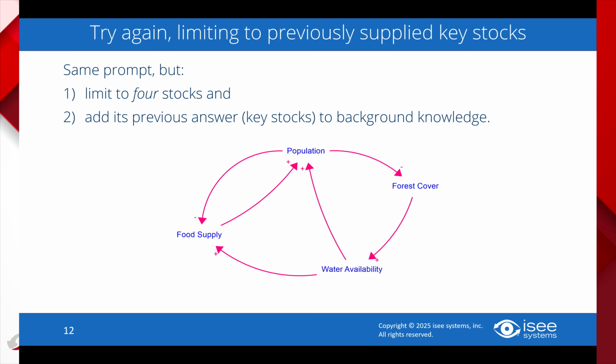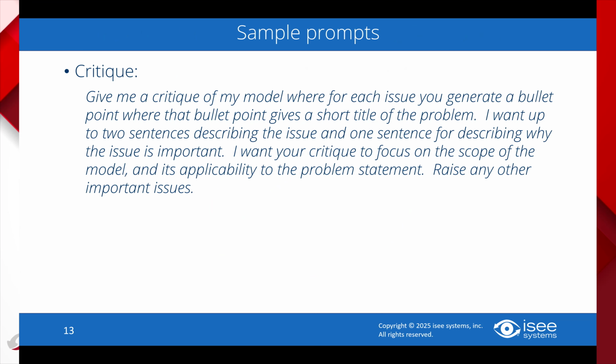And actually the Stella software will also, you don't need to ask it if you don't want to, but you can ask it to do that. You can ask it to critique it. Give me a critique of the CLD, and so on. But notice, and here I saved my model, this could be of my CLD. Generate a bullet point where that bullet point gives you a short title of the problem. Give me up to 2 sentences on the issue, 1 sentence describing why it's important. Focus on the scope of it and its applicability to the problem statement. Raise any other important issues.